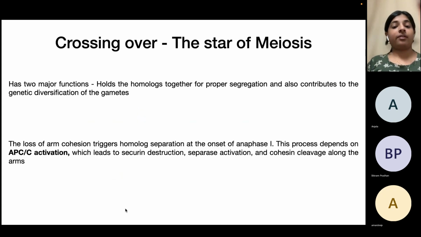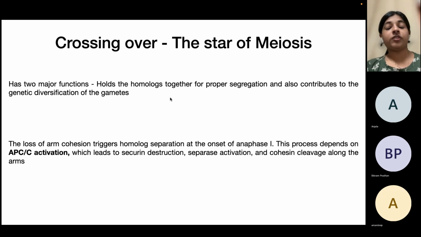Moving on, like we just saw, crossing over is the star of meiosis. It has two major functions. It first, like I mentioned, holds homologs together for alignment at the cell equator, and also, of course, contributes to genetic diversification of the gametes.